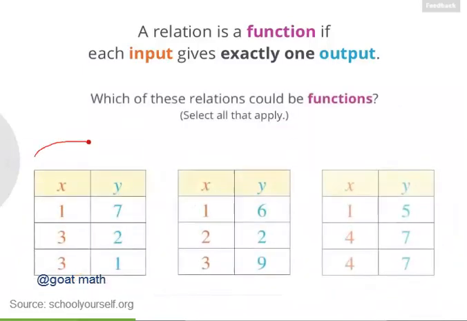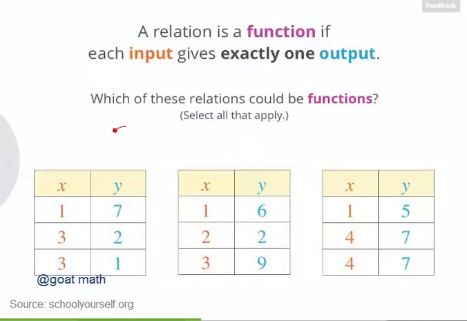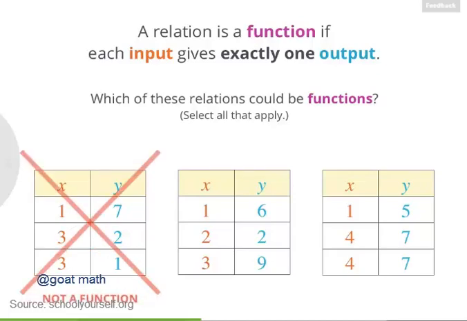Next, take a look at these three tables. Now, it's not immediately clear what the rules are for these tables, but by looking at them carefully, can you tell whether or not they can be functions? Right, so in this first table, an input of 3 gives you a 2, but in the next row it gives you a 1. So this relation is not a function. In the second table, you have 3 different inputs, so this can be a function.